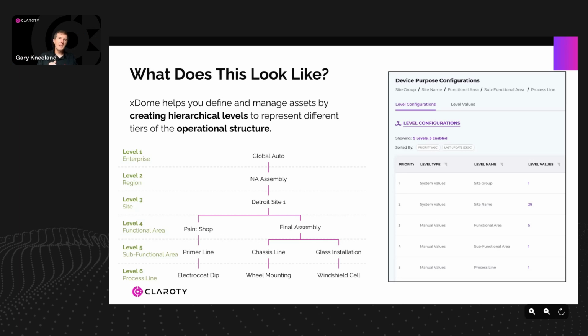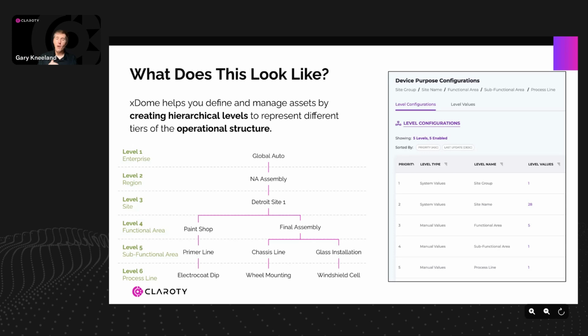Then I get down to the actual site level. So this is part of my global auto manufacturing. It's in North America and it's at Detroit, right? I know it's at site one in Detroit. Then I start getting into actual functional levels, right? Is it part of one of my paint shops at my site, or is it part of my final assembly at the site? Is it the thing that's actually painting the vehicles, or is it the final assembly area for that? Then we can continue going deeper, right?